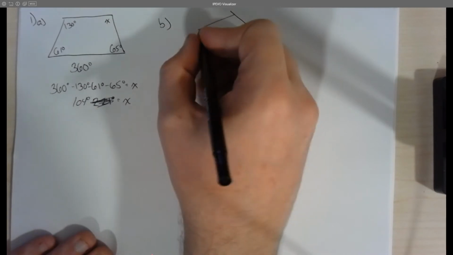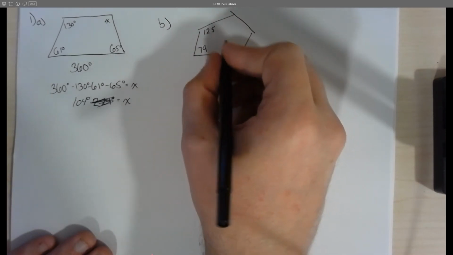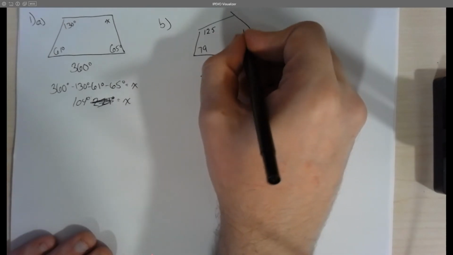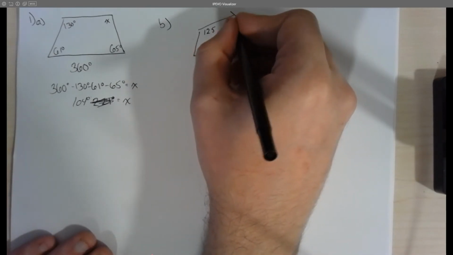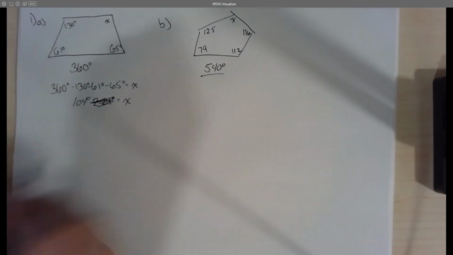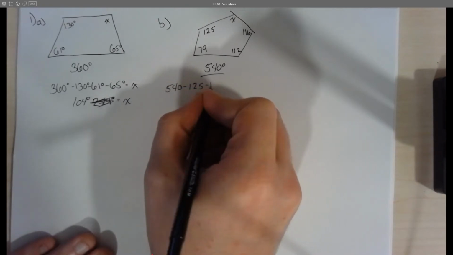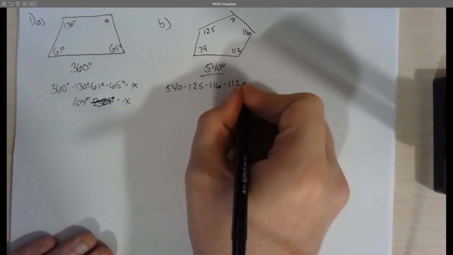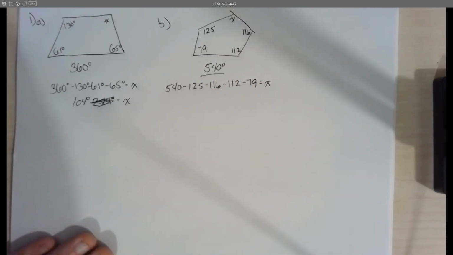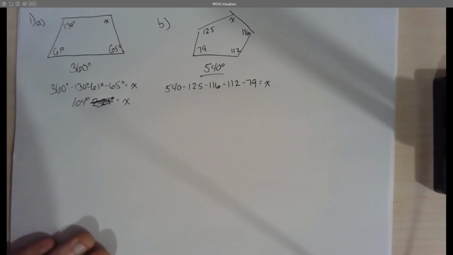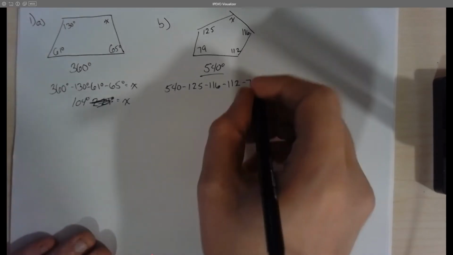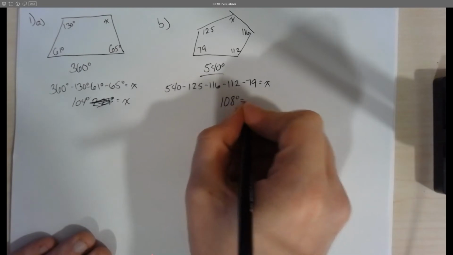We know that this is 79. This is 125. This is 112. This is 116. And we're asked to figure out whatever this missing interior one is going to be. Same way we go about solving. 540 minus 125 minus 116 minus 112 minus 79 is going to give us whatever our missing x value is. So that would leave us with 108 degrees for our x value.